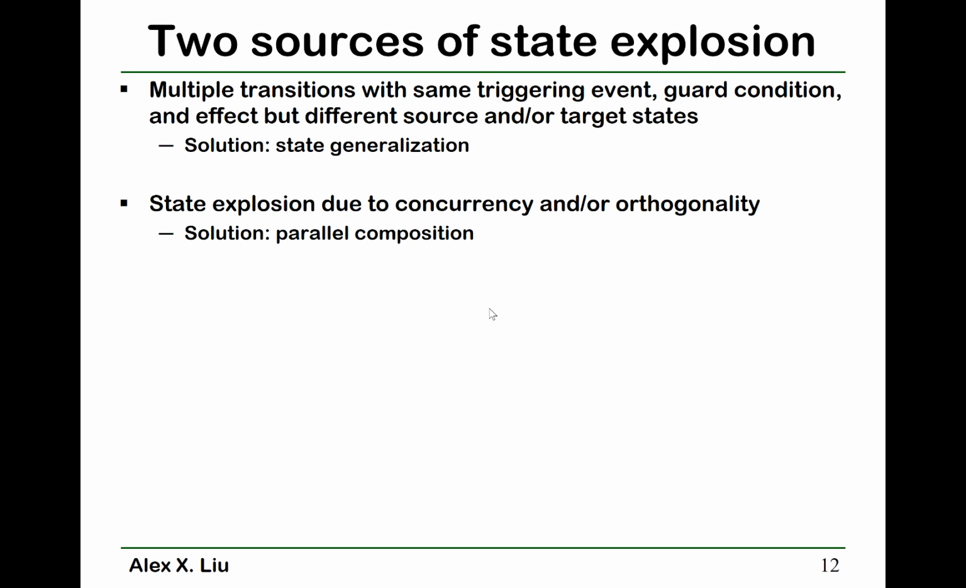All right, so there are two sources of state explosion. One is that there are multiple transitions with the same triggering event, guard conditions, and effects, but with different source or target states. The solution to this is state generalization. Another source of state explosion is due to concurrency or orthogonality among different objects in a system. The solution to this type of state explosion is parallel composition.